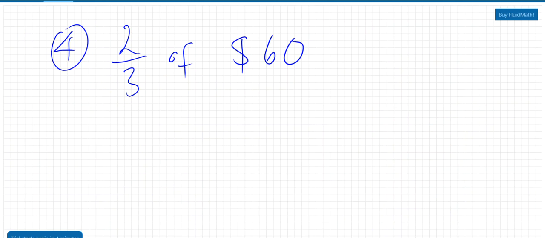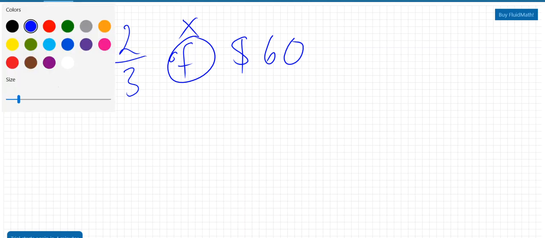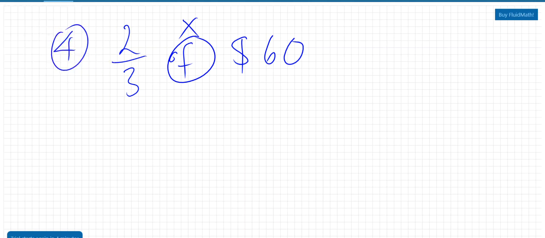Our next question asks us to calculate 2/3 of $60. So have a go first. Now, when we're doing maths and dealing with fractions, trying to find an amount of something, "of" becomes times. That's really important, okay? It's a key word there. Trying to find an amount of something, we turn "of" into times. So I end up with 2/3 times.